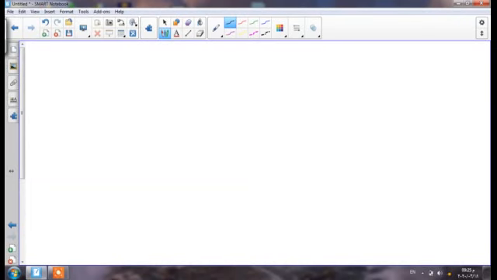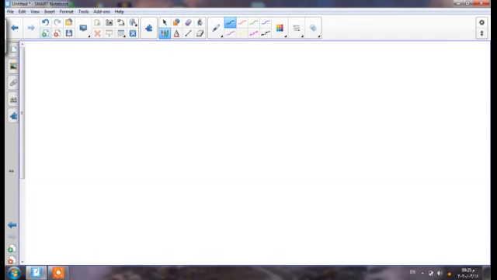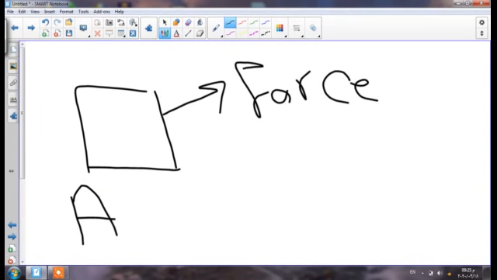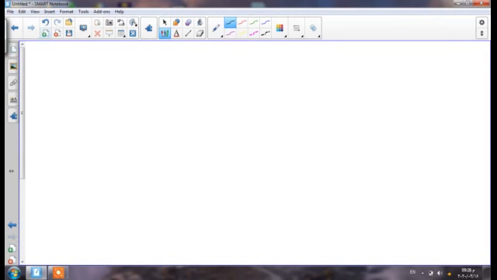Today we will discuss our lesson, which is work. Okay, what is the meaning of work? If I have a box and I want to push this box away, we need, first, a force. We need force to push this box away. This box will move from point A to point B, so this box has a displacement. This process is called work.